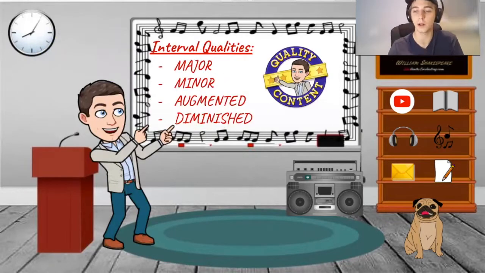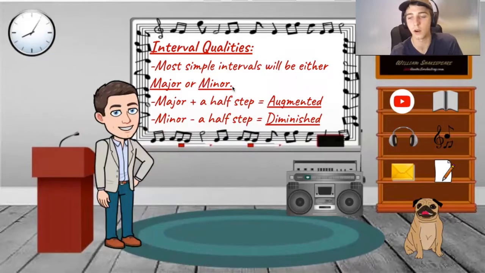So, interval qualities. See, we're trying to bring you some quality content. We have 4 basic qualities that we can apply to our intervals. There are major quality, minor quality, augmented quality, and diminished quality. So each of those kinds of intervals has slightly different rules. Our most simple intervals are going to be either major or minor. And major intervals are a little bit larger, minor intervals are a little bit smaller.